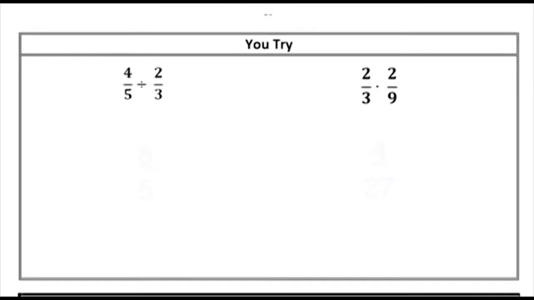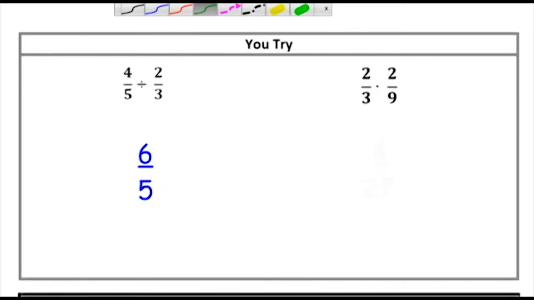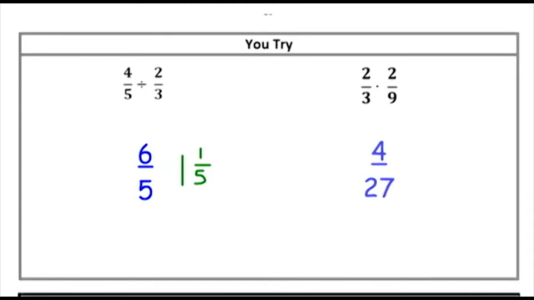Welcome back. Answer to number 1 will be 6/5. If you are challenging yourself and simplifying down to mixed numbers, 5 goes into 6 one time with 1 left over. 1 is my remainder. So I'd also accept 1 and 1/5. The answer to the second problem ends up being 4 over 27.